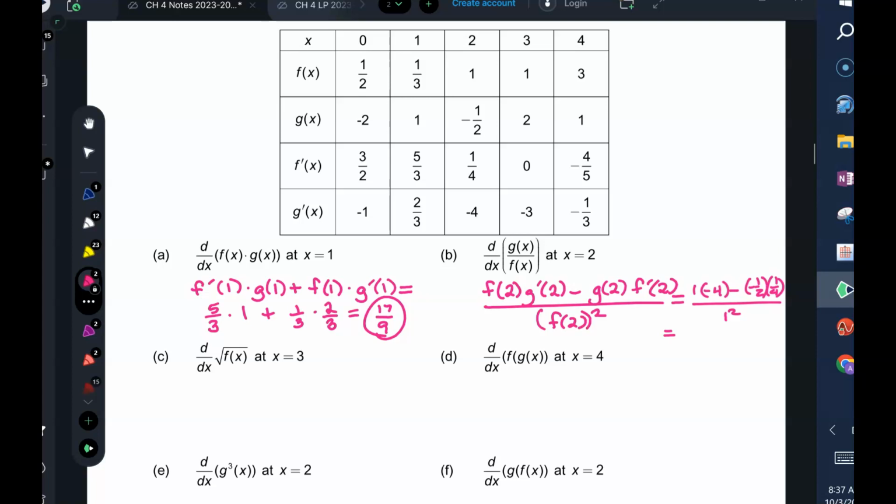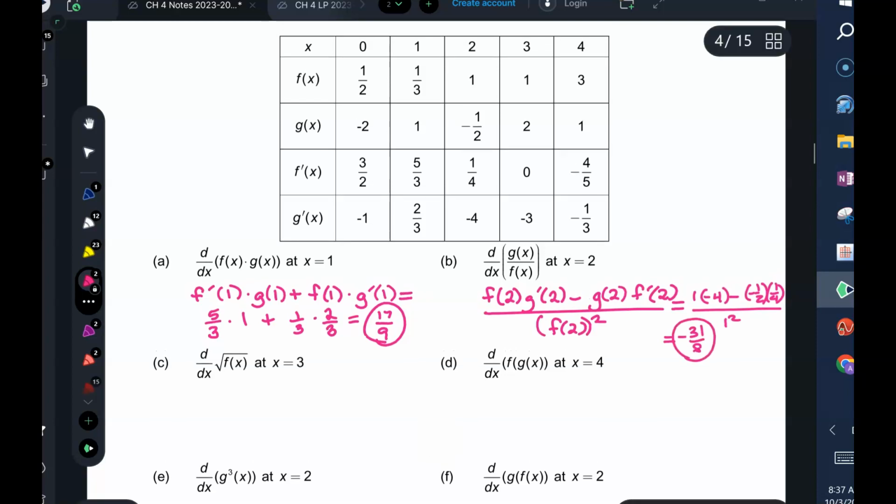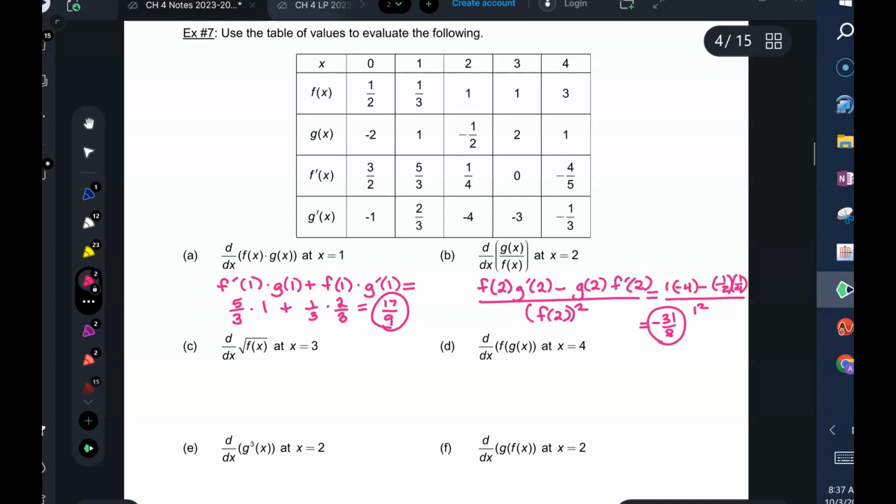Well, we could do fractions, right? Close. Negative 31 over 8. We're so close. All right, this one I'm going to try to write a little smaller here.